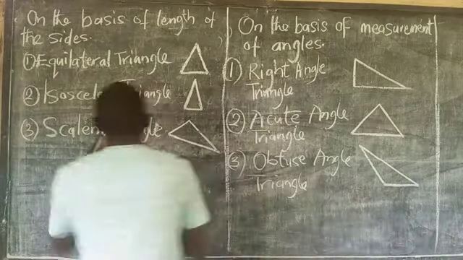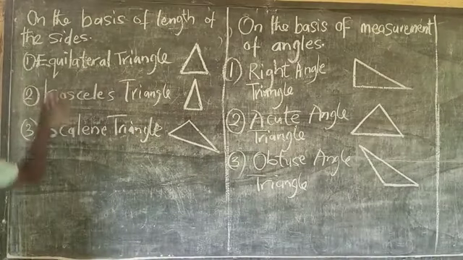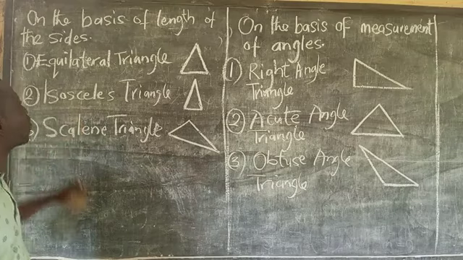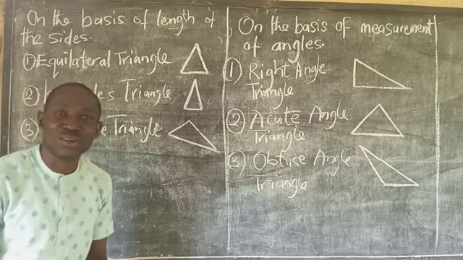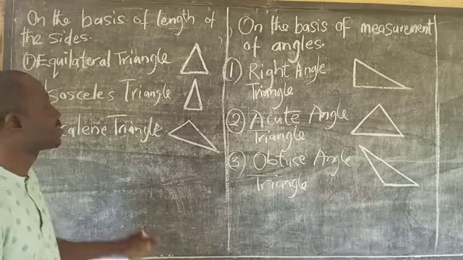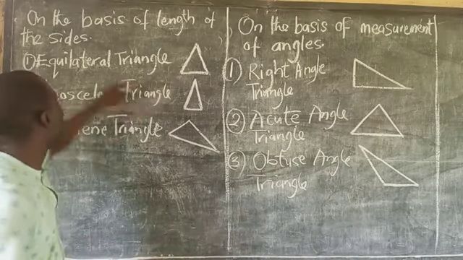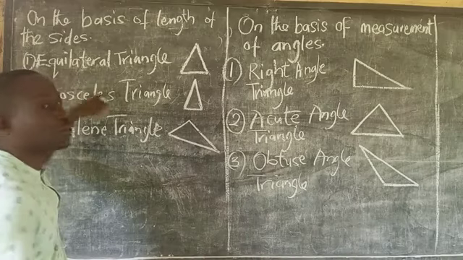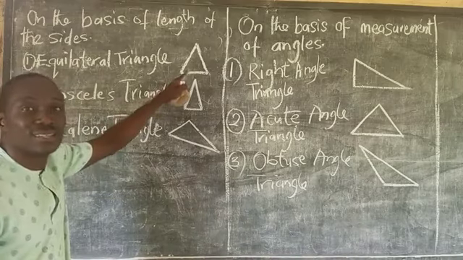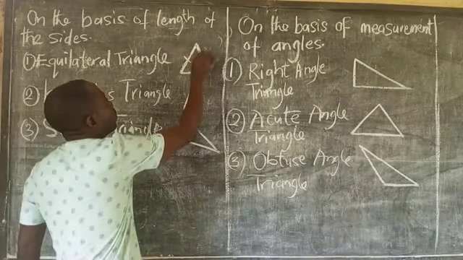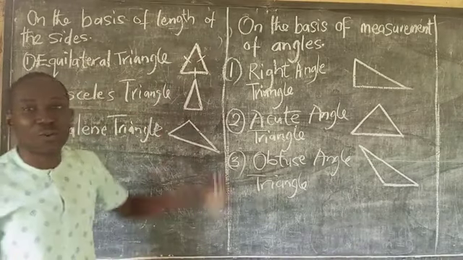So let's treat the one based on the length of the sides first of all. The first in our category is the equilateral triangle. What is an equilateral triangle? This is a typical shape of an equilateral triangle. The word equal actually testifies to the equality of the lengths. That is to say, all three sides are equal.